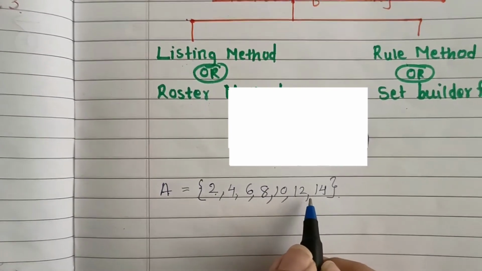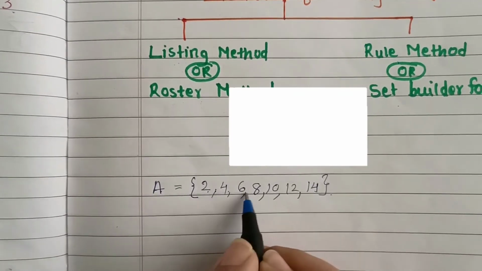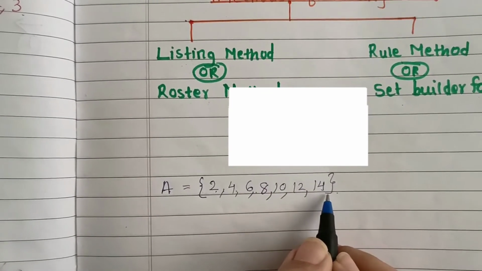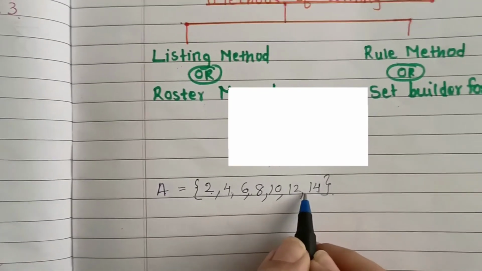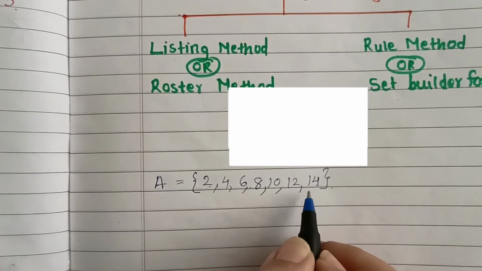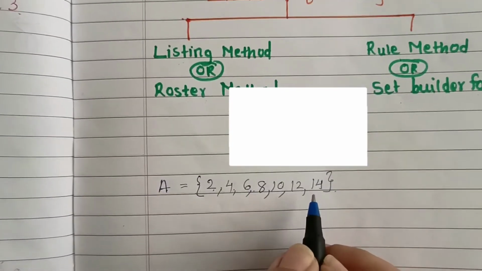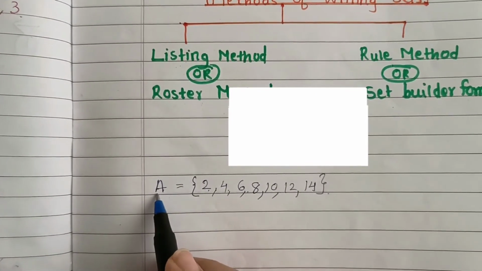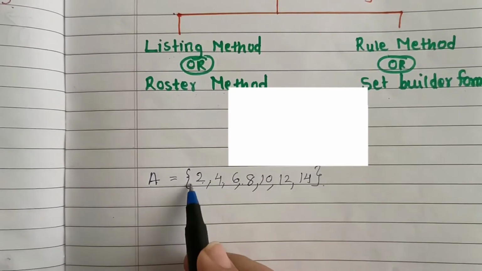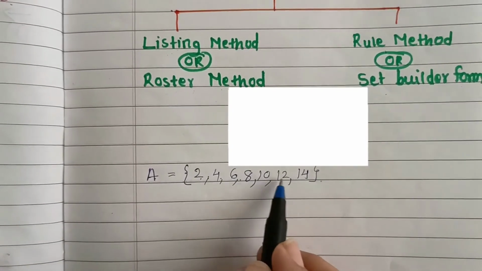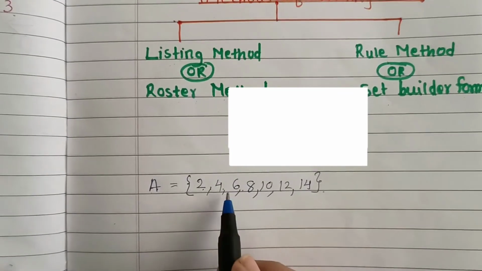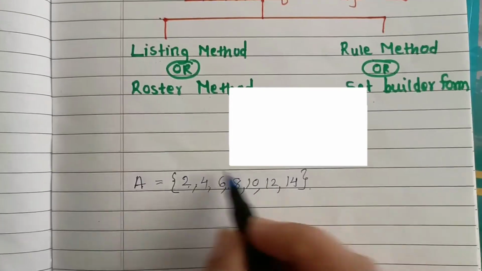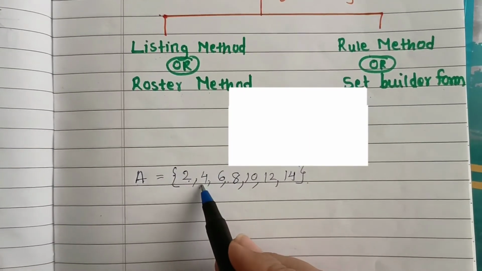So the condition is that it should be even. Yes, it is even. Natural number, yes, they are natural numbers, and it should be less than 15. So that is why we have to stop till 14. We cannot write 16 further, because in the condition it was mentioned to write it down only up to less than 15. As you can see, it is represented by capital letter. The elements are shown in curly bracket and the elements are separated by commas. And one more rule is that we cannot repeat the elements. Now this is an example which is written in listing method.